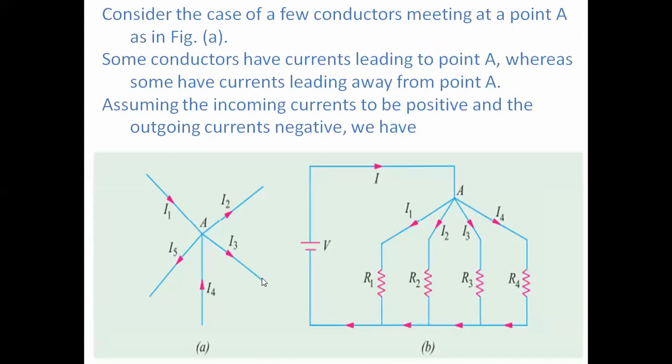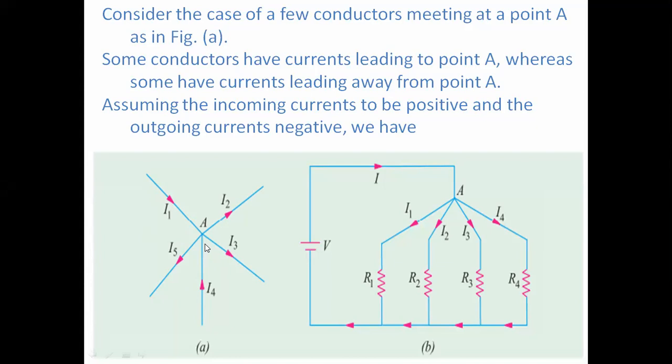Consider this figure, figure A. Here I1 is coming towards A, which is the junction, and I2 is leaving the junction A. I3 is also leaving. I4 is coming towards A, so this is an incoming current, and I5 is leaving the junction, so this is an outgoing current. So the incoming currents are I1 and I4, and the outgoing currents are I2, I3 and I5.